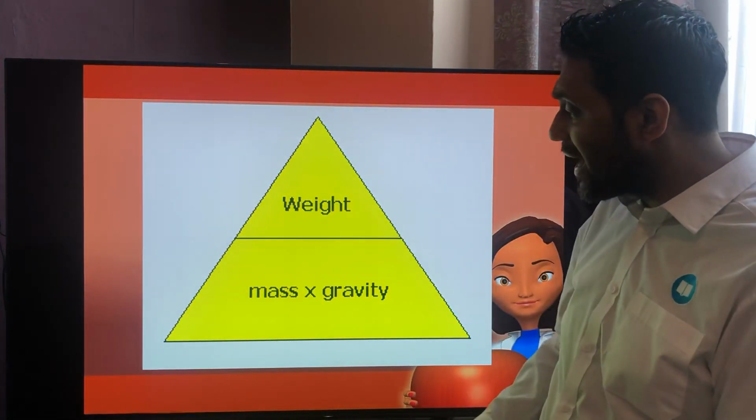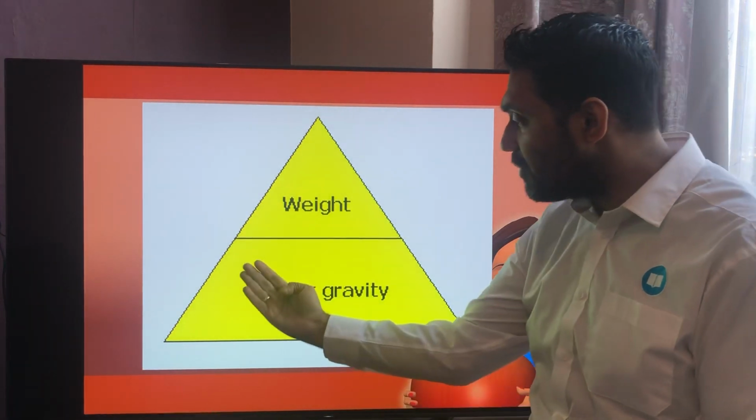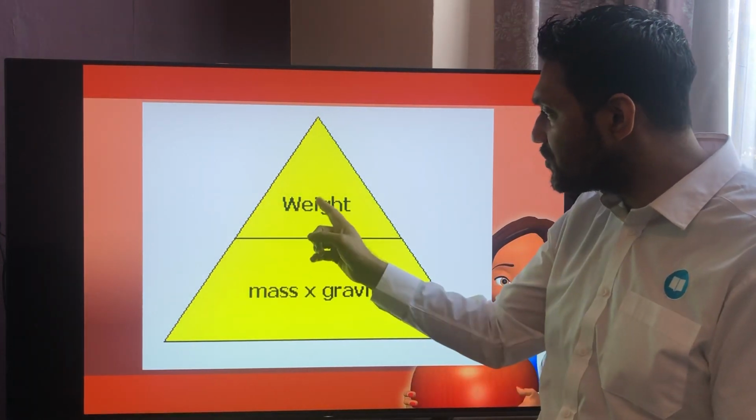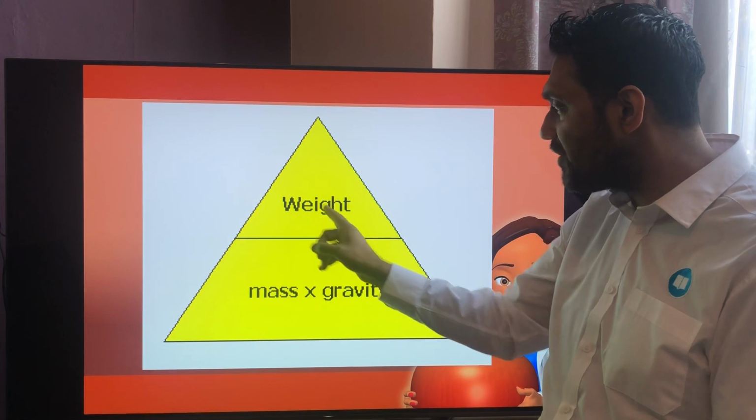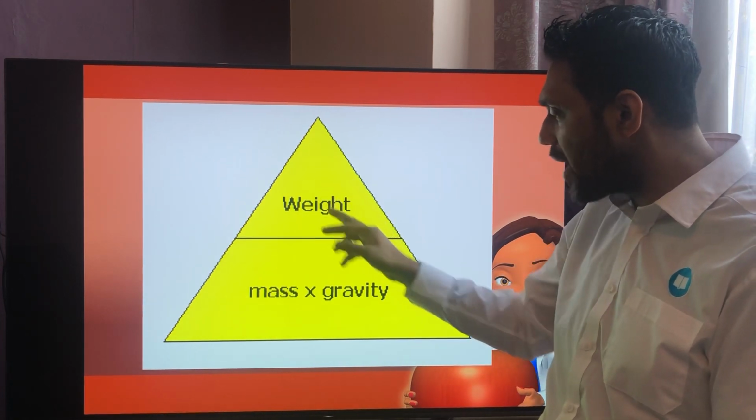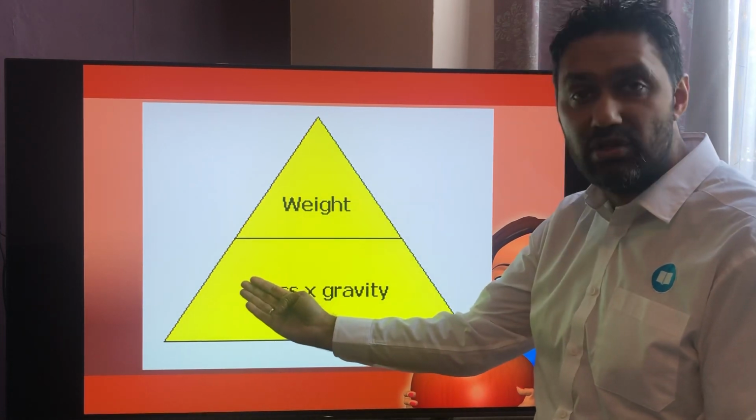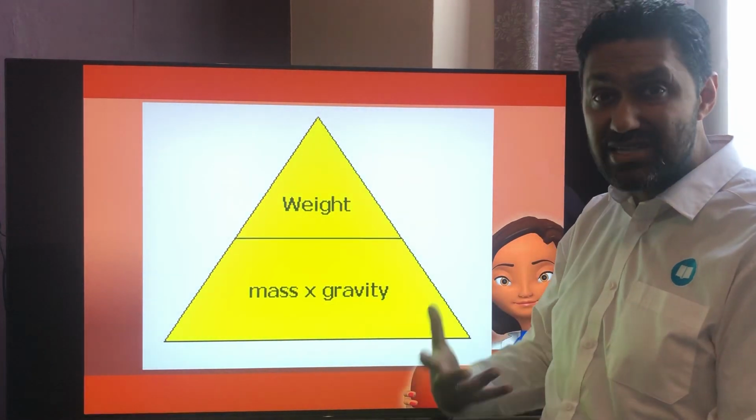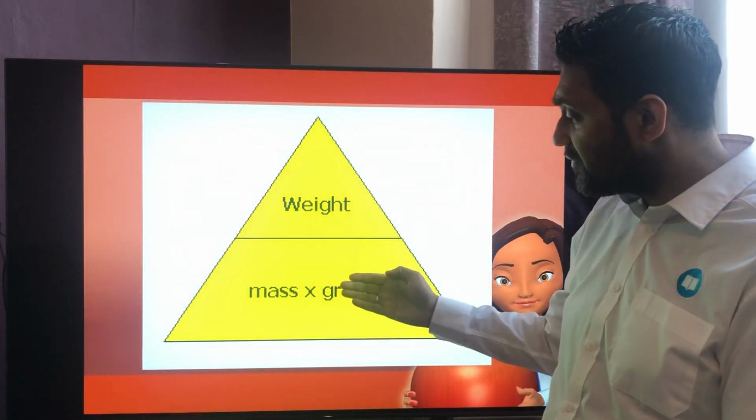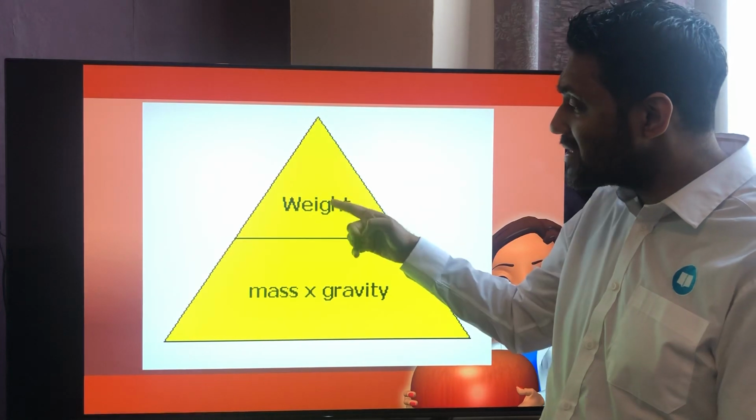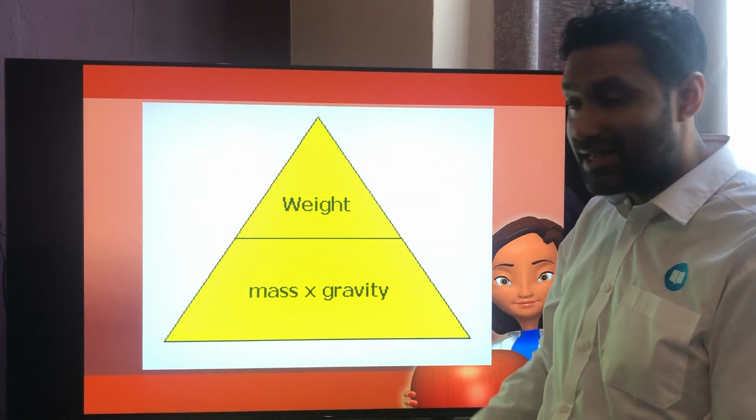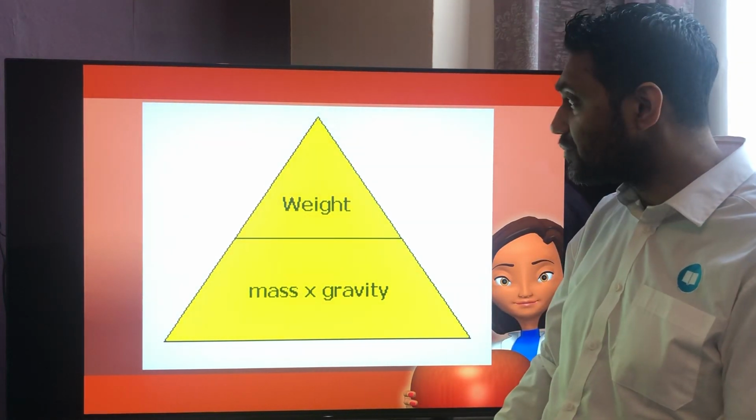But if I was trying to work out the mass, I'd cover up mass, and the two numbers I've still got left are your weight and your gravity, and you divide. If it's over the top, you divide it. So it would be weight divided by gravity, which would give you the mass. If I wanted to work out the gravity of a particular planet, I'd cover that up, and then it would be the weight divided by the mass, and that would give you the gravity.